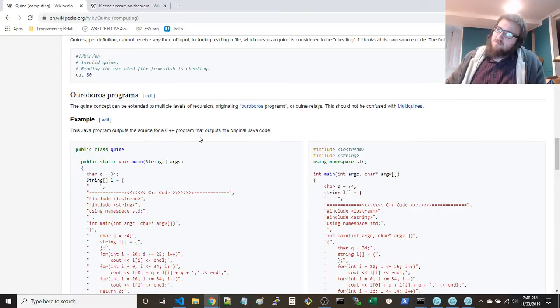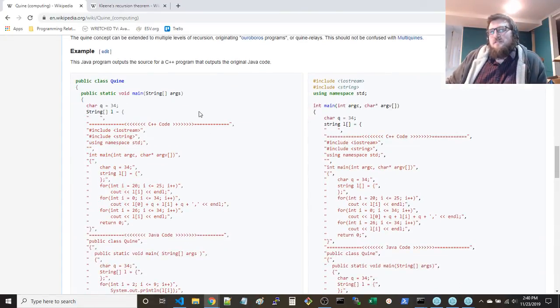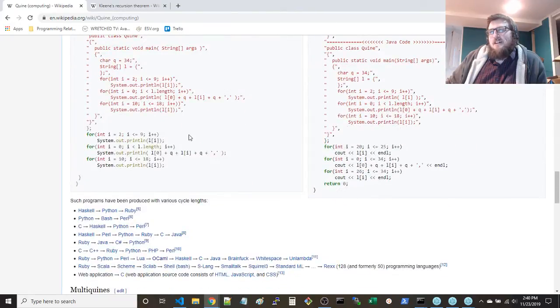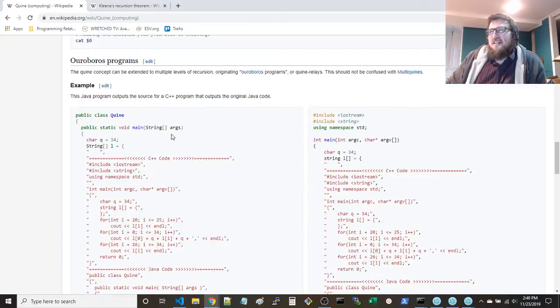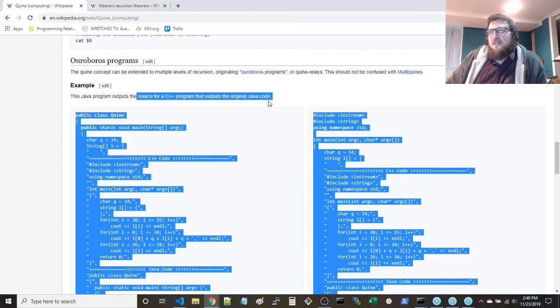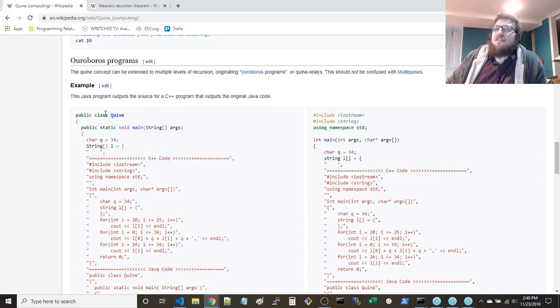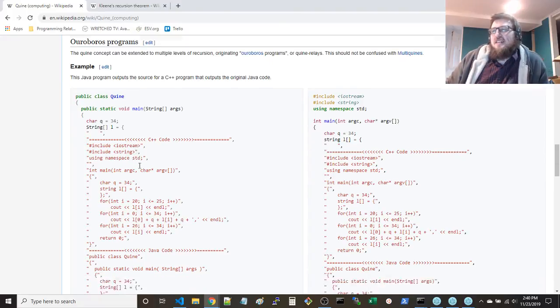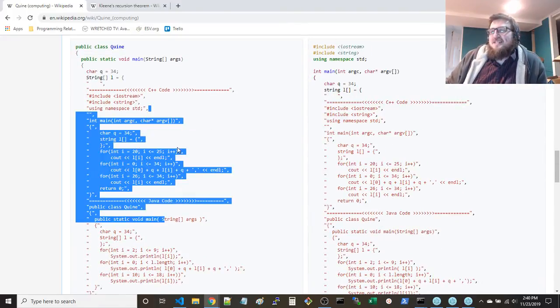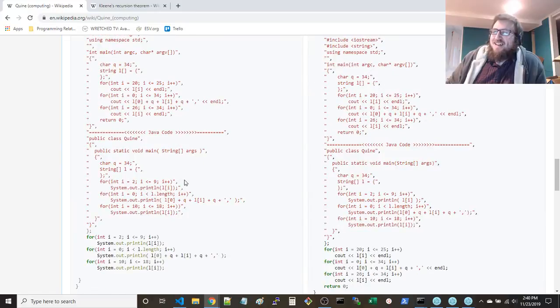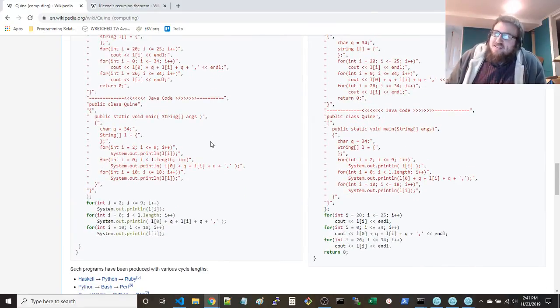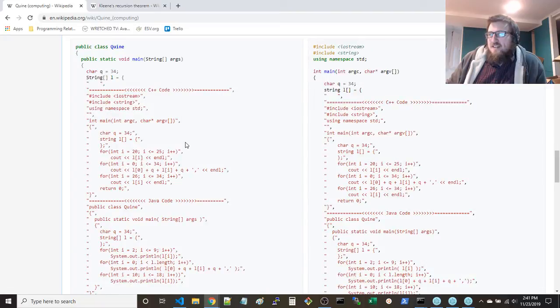Outputs the source for a C++ program that outputs the original Java code. Excuse me? The Java program outputs the source for a C++ program that outputs the original Java code. Oh, this makes it Ouroboros. It prints the C++ code, which then prints the Java code. That's a lot of fun. Wow, that's amazing.